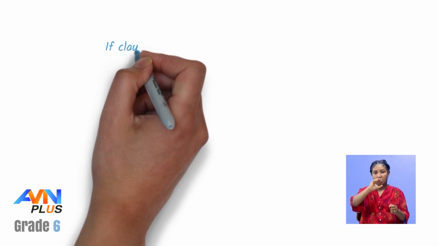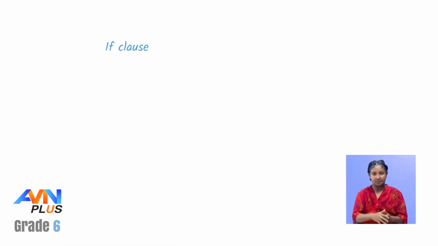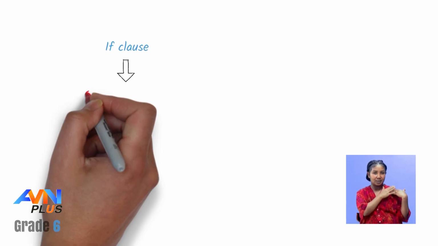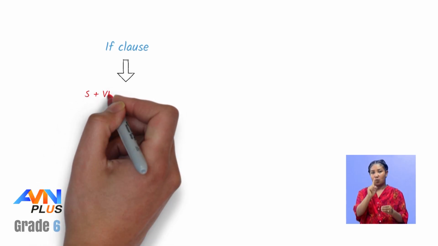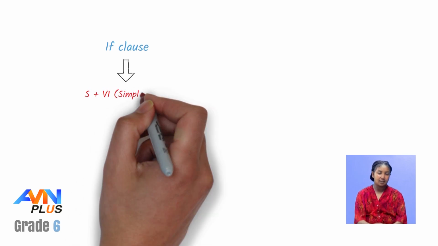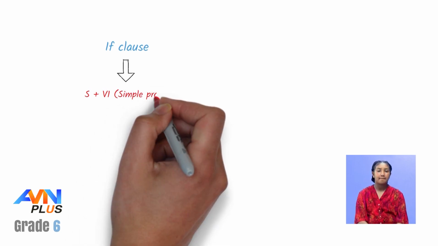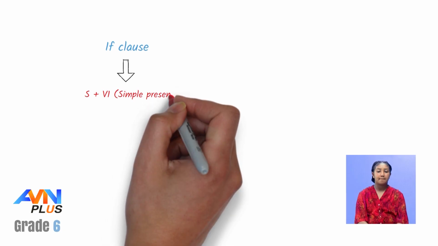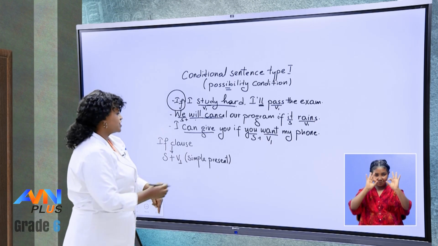So, here, in the case of conditional sentence type 1, which is the possibility condition, the if clause, yeah? The if clause becomes what? Subject plus verb 1, which is what? Simple present. Wonderful. Let's go to the next clause.